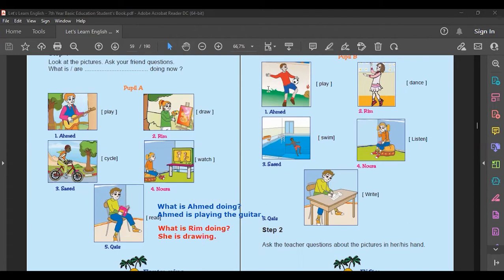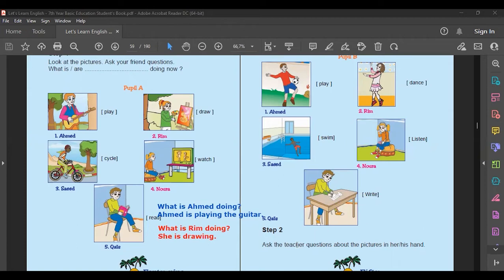Now we have pupil B. Ahmed is playing football. What is Ahmed playing? He is playing football. What is Reem doing? She is dancing. What is Saeed doing? He is swimming. And pay attention, swimming with double M, always swimming with double M. What is Noura doing? She is listening to music. What is Qais doing? He is writing.